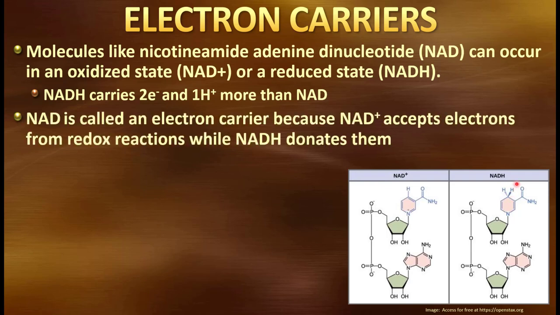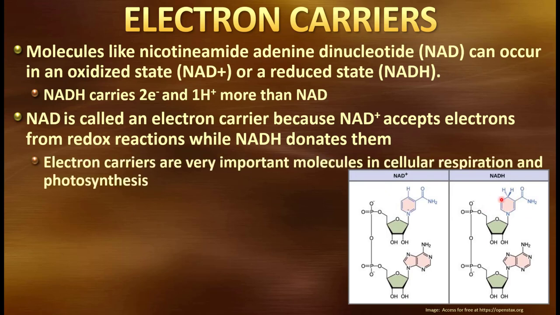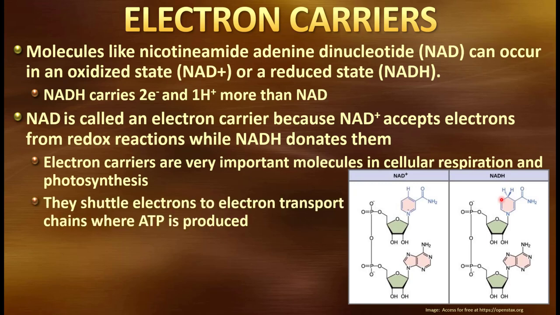And it's called an electron carrier because it can accept electrons from other molecules. And then, of course, NADH can donate electrons. So it can both receive them if it's NAD, and it can donate them if it's NADH. These molecules are very important in reactions like cellular respiration and photosynthesis, because these carriers will shuttle these electrons over to an electron transport chain. And then it's in the electron transport chain where we'll actually make ATP. So we're holding on to all these electrons that we're later going to use to make ATP.